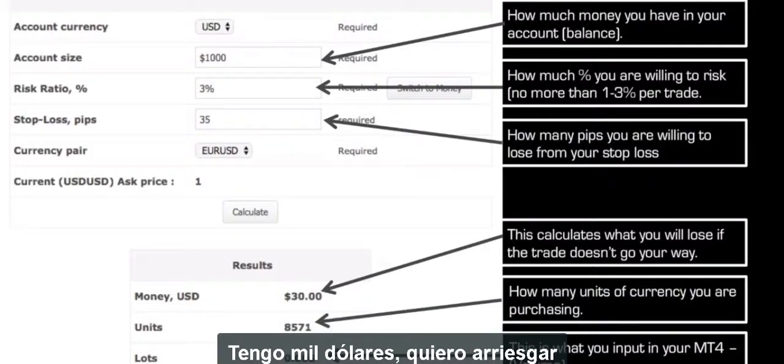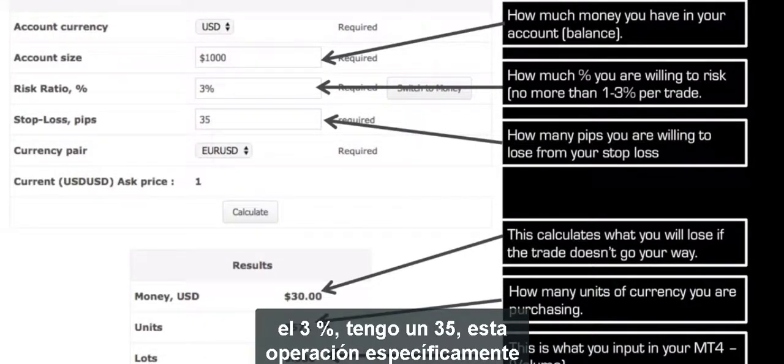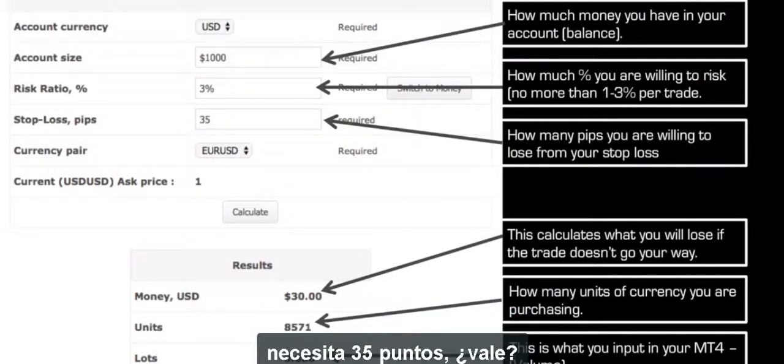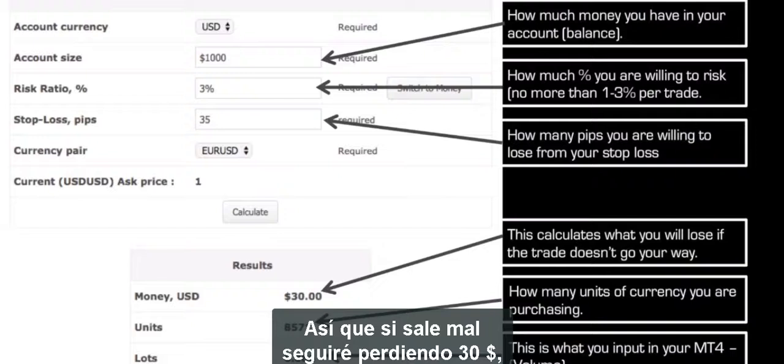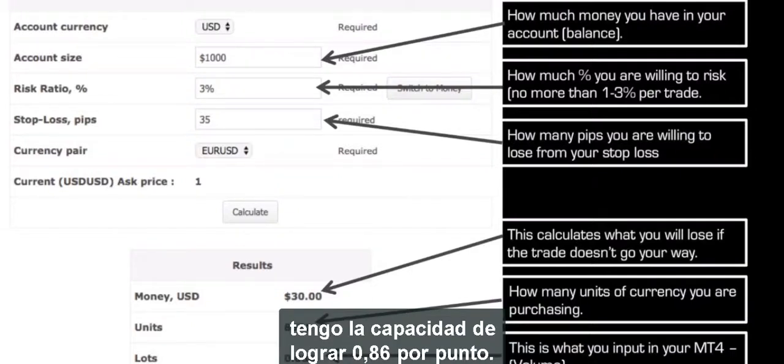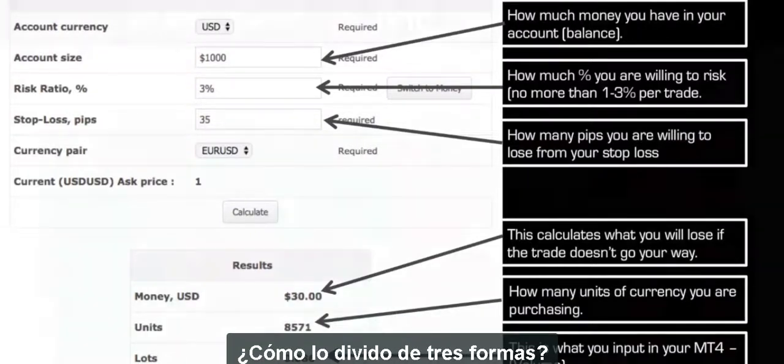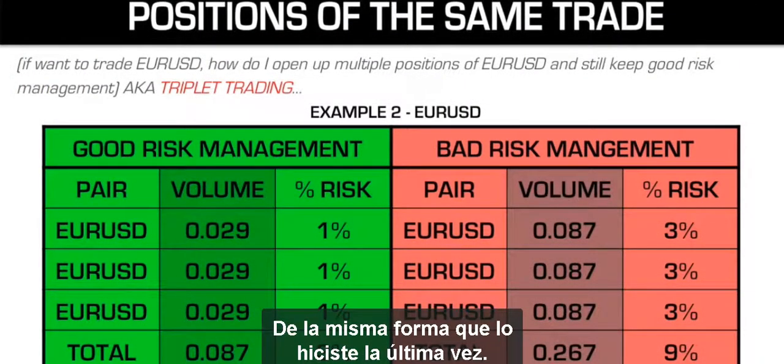So now here's another scenario, similar situation. I got $1,000, I want to risk 3%, I have a 35 pip stop loss. This trade specifically requires that I need 35 pips, okay? So still, I'm gonna lose $30 if it goes bad. I have the ability to make 86 cents per pip. So how do I split this up? 3 ways. It's the same way you did it the last time.